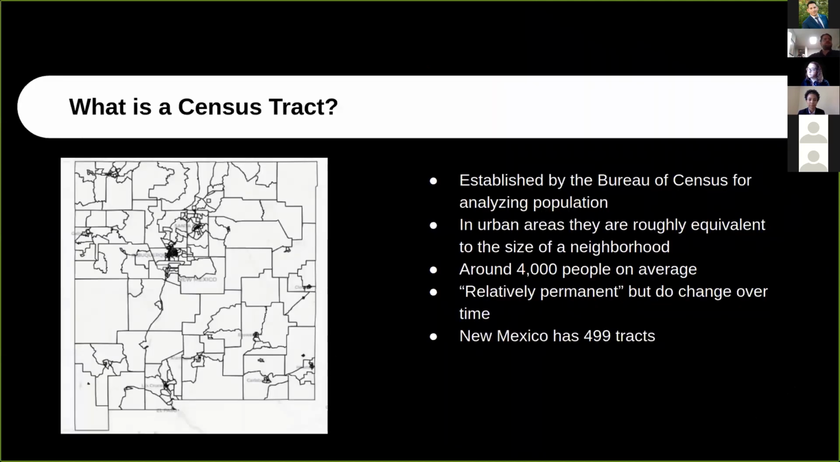To start, we need to know what a census tract is. Census tracts are geographic borders created by the Bureau of Census for analyzing the population. Population varies from about 1,000 to about 10,000 people per tract, with an average of 4,000. And the size can vary from about the size of a neighborhood to nearly the size of a county, depending on population density. New Mexico has about 500 tracts in all.